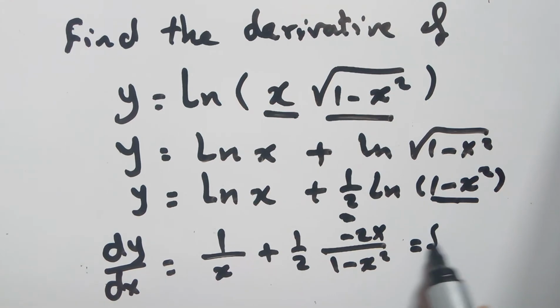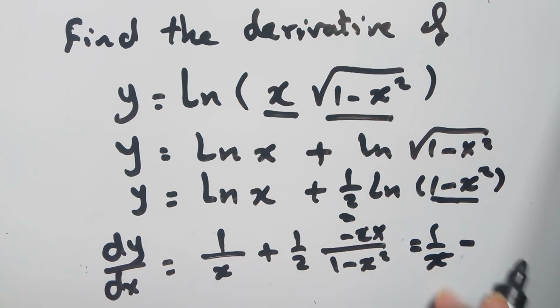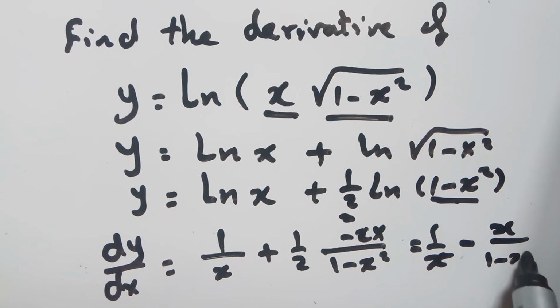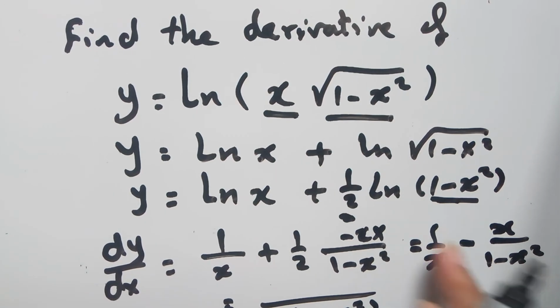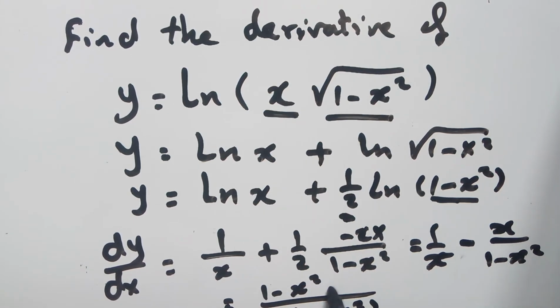Simplify it, 1 over x, and 2 is cancelled here, positive multiplied by negative, it will be negative. And you have what? x up over 1 minus x squared. I think you can make a common denominator here, x multiplied by 1 minus x squared, and here 1 multiplied by 1 minus x squared, it will be 1 minus x squared, and x multiplied by x, it will be minus x squared. Then it will be 1 minus 2x squared over x multiplied by 1 minus x squared.